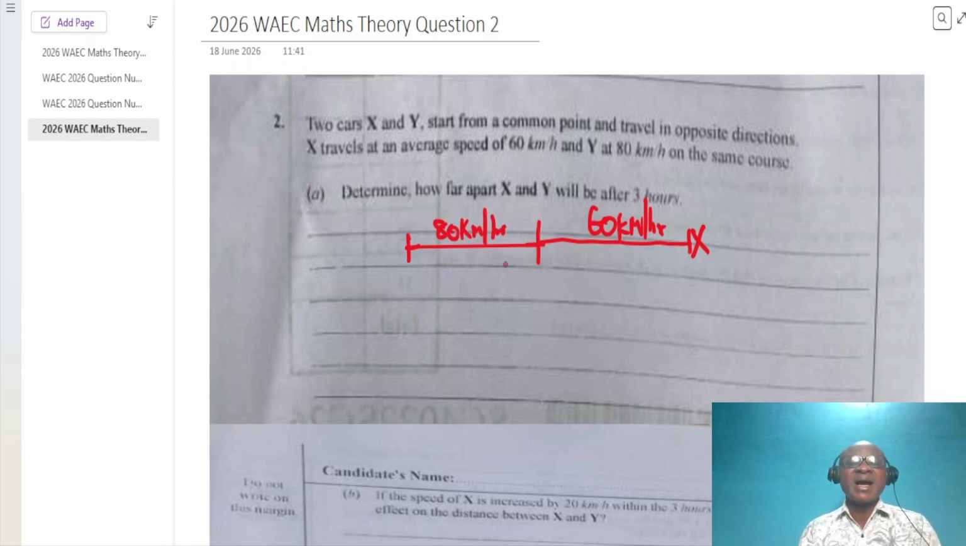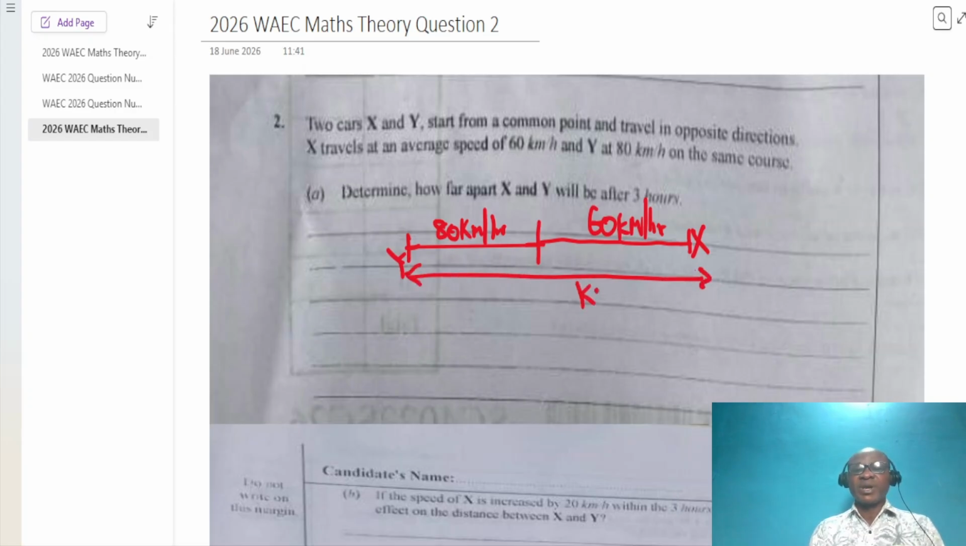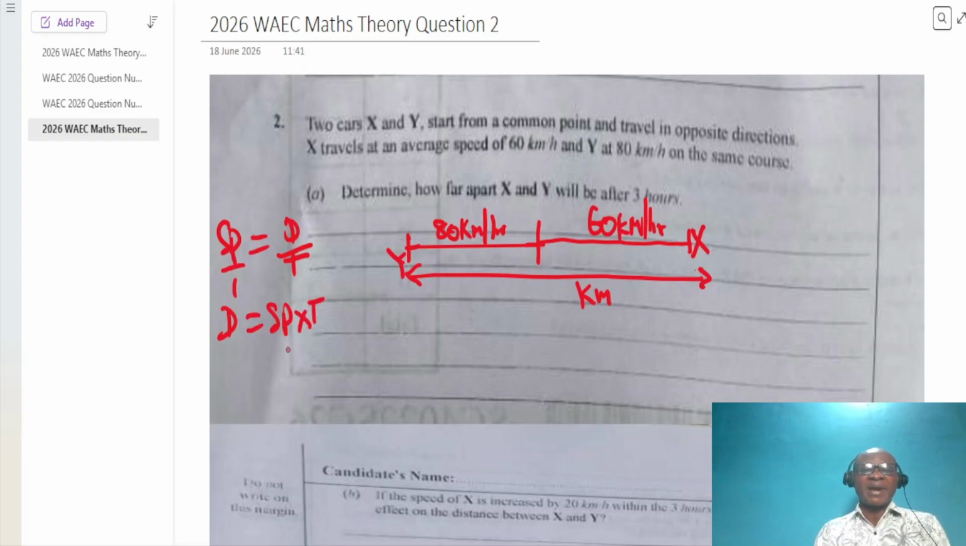All right. And the question has asked us to calculate the distance apart between X and Y. We want to find the distance in kilometers between X and Y. This is relative speed. What we are actually going to do is to remember the formula that says that speed is equal to distance over time. That means for me to find the value of the distance, it is now going to be speed multiplied by time. By this formula, since I know the speed and I also know the time, both X and Y traveled at the same time, which is 3 hours.